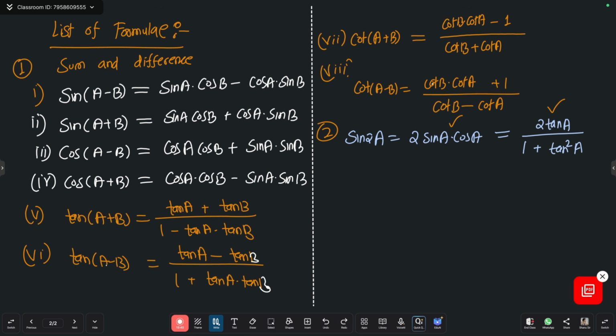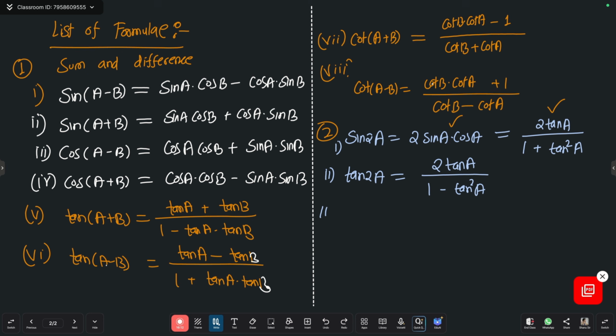What about next? Second, tan 2A, similar to this. In tan 2A, only one change: it is 2 tan A upon 1 minus tan square A. Please note that if it is plus, it is sine 2A. If it is minus, it is tan 2A. The rest is the same, 2 tan A, 2 tan A, but 1 minus instead of 1 plus.